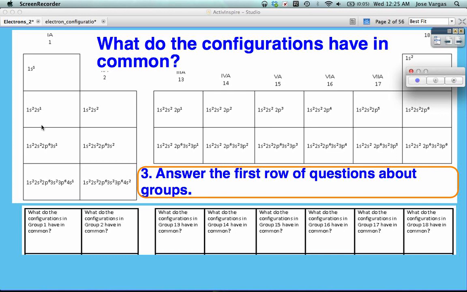We've been doing a lot of trends lately, so we're going to do some more trends here. So let's look at group number 1. What do the configurations in group number 1 have in common?